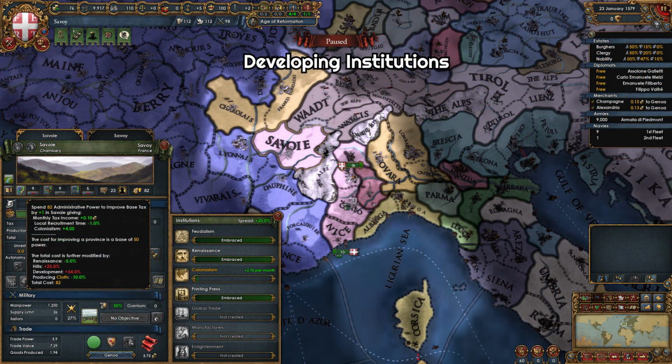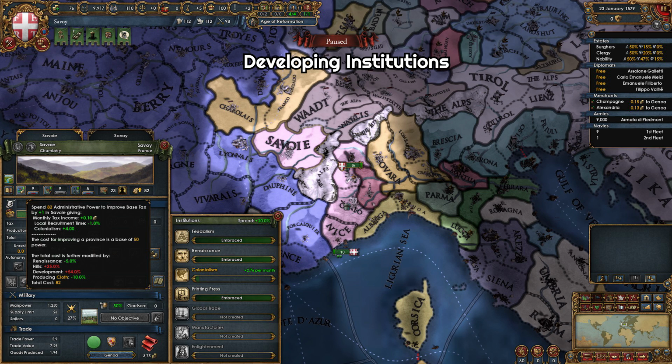So far we have talked about how the institution spawns and how it spreads, and I have been mentioning that if you don't spawn it, you need to develop it. So finally let's talk about what that means. It's very simple actually. Just developing a province gives an immediate increase in the oldest institution that isn't present in that province. So when I say develop an institution, I just mean develop the province.